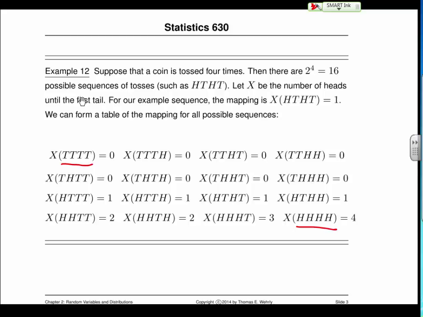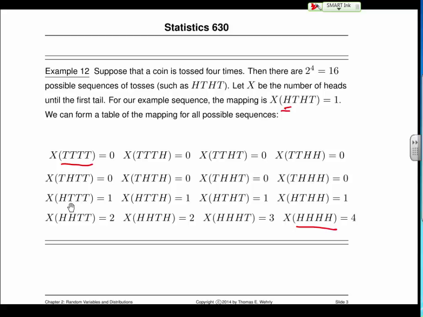Okay, so what I'm defining here for my random variable x is the number of heads until the first tail. So for instance, if I have heads, tails, I have one head before the first tail. Now, if I have a tail on the first toss, that gives me a 0. There are no heads before the first tail. So all of these 8 outcomes on the first 2 lines, which have a tail on the first toss, will have 0 as my value of x.